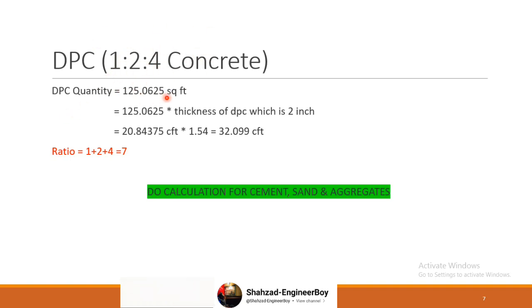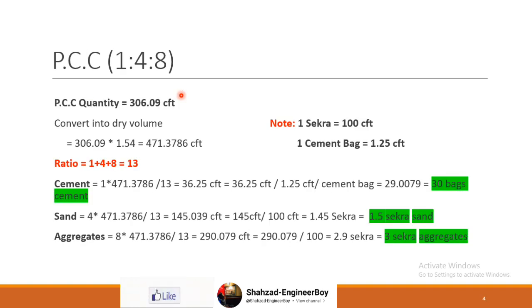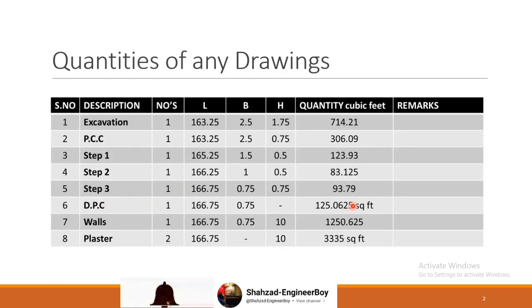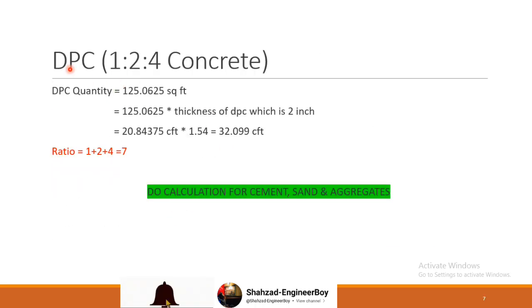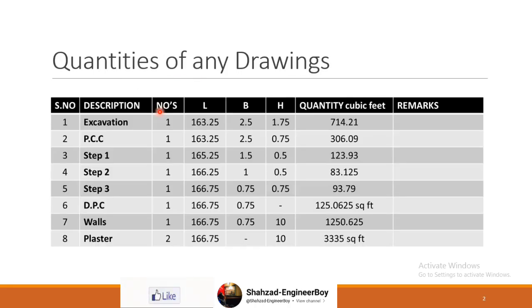Now that quantity, if you watch it here, is in square feet. To find out how much sand, cement and aggregate go into this quantity, you have to convert it into cubic feet. Now how to convert it into cubic feet? Watch this proforma. We have just the length and the breadth. We haven't multiplied it by the thickness.